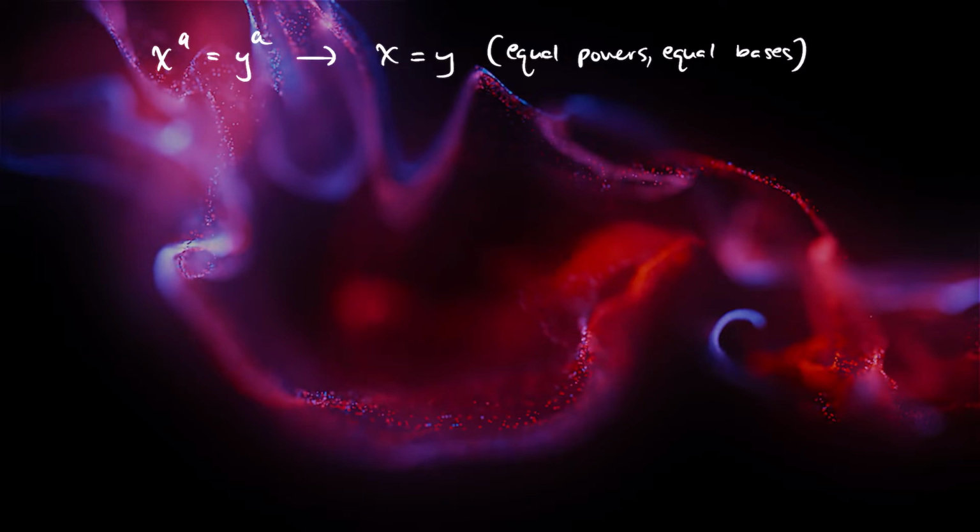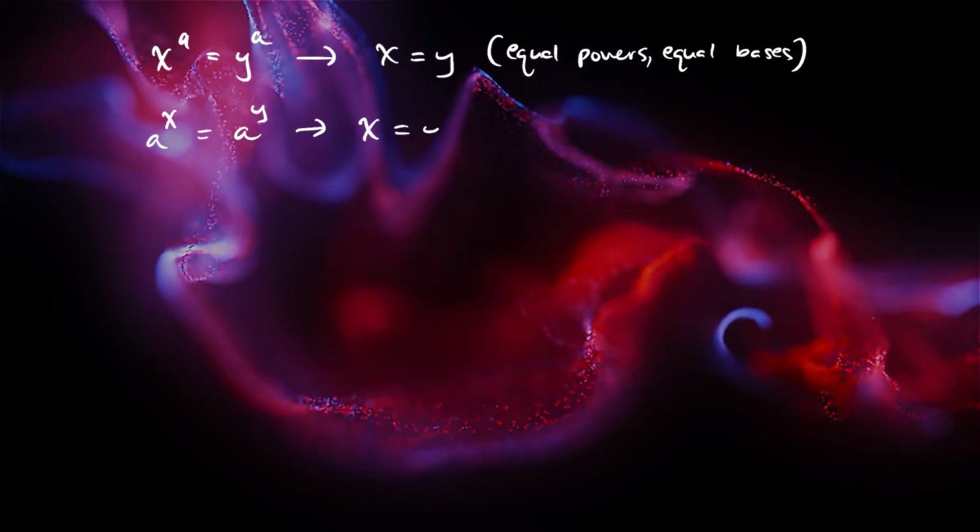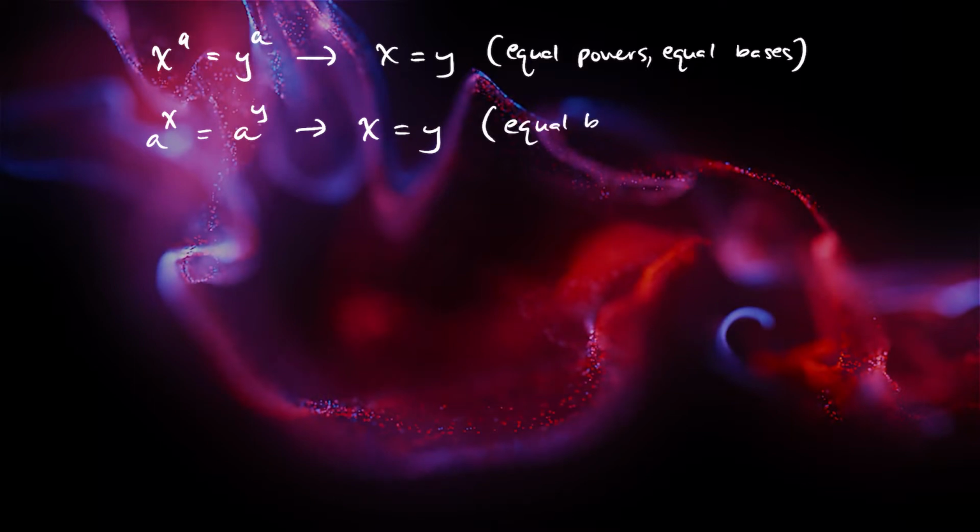And similarly, the other way around, if we've got a raised to the power of x, which is equal to a raised to the power of y, because our bases are indeed the same, the powers are the same, so we can say x is equal to y. But for this reason, it's the opposite: we would have equal bases, hence equal powers.